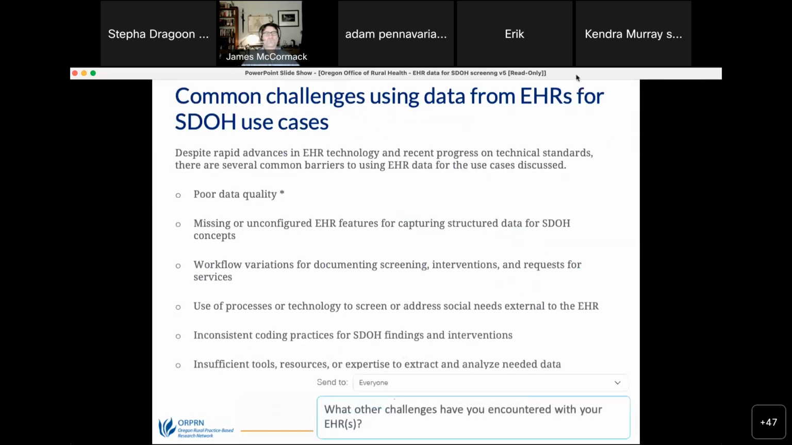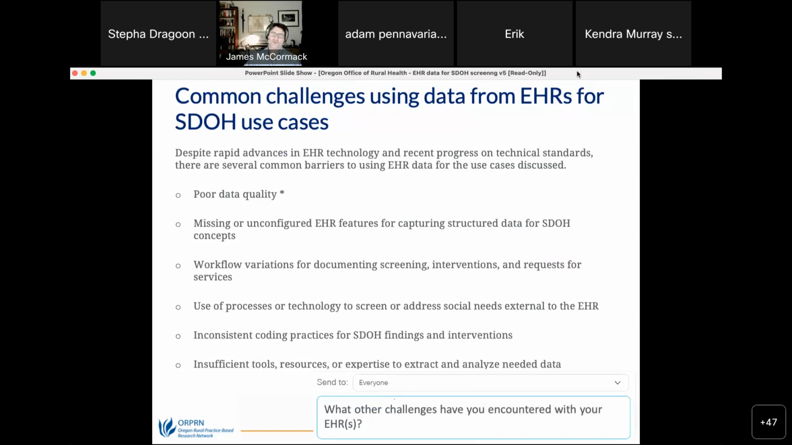Next slide, please. So common challenges. I've really kind of touched on all these, but by way of summary, these are the ones that I know about, and I invite you to put in the chat anything I've missed here. But first of all, poor data quality. In my little brain, this pretty much covers all of them. Every one of these that I'm going to talk about kind of contributes to poor data quality. So we'll just leave that alone.